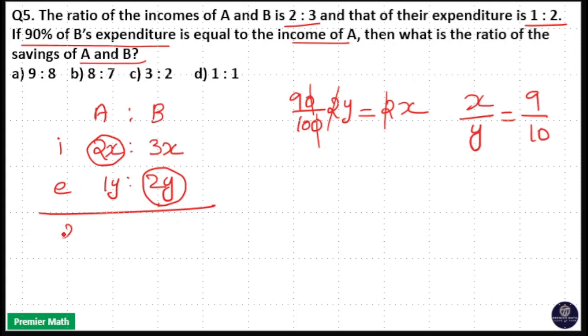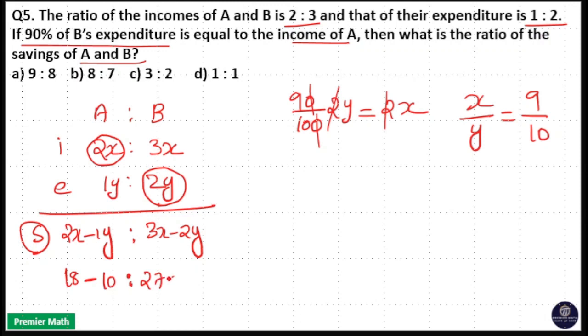Then savings will be income minus expenditure is equal to 2x minus 1y is to 3x minus 2y. That is 2x is equal to 2 into 9, 18. 1y is equal to 10 is to 3x is equal to 3 into 9, 27 minus 2 into y is equal to 2 into 10, 20. So your savings will be 8 is to 7. So option B is your answer.